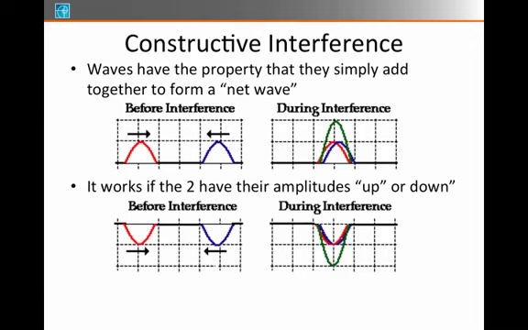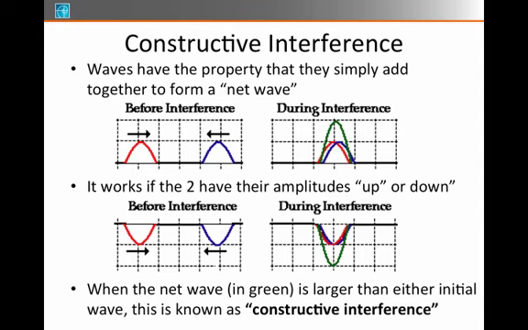This could work also if you have the two waves passing by one another that both have their amplitude swinging down. Then the net wave is larger in amplitude, or in magnitude I should say, than it would have been either one separately. Both of these are examples of constructive interference. When the net wave, which is shown in green, is larger in magnitude than either wave initially in the sum, this is what's known as constructive interference.